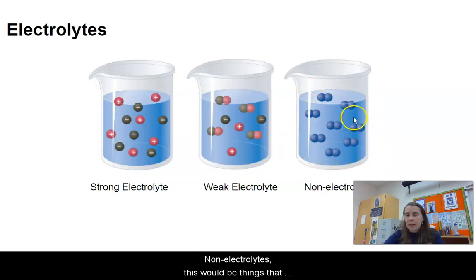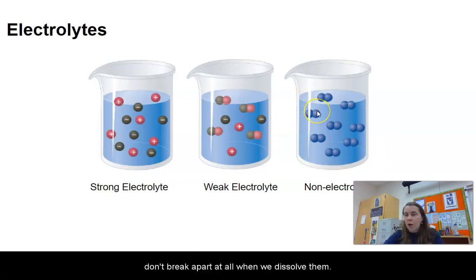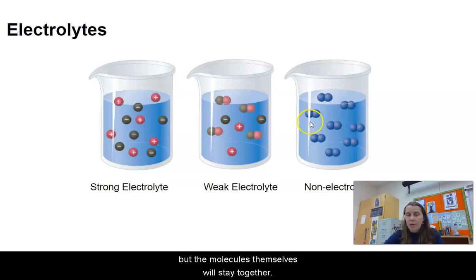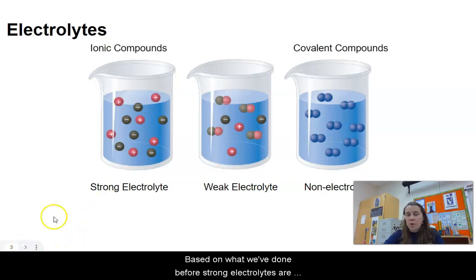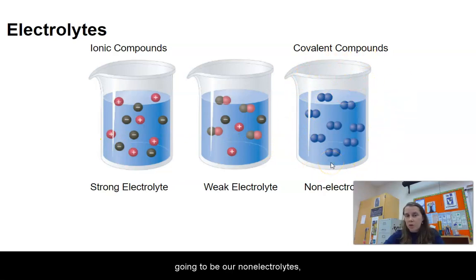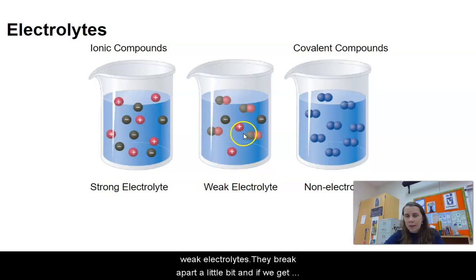Non-electrolytes, this would be things that don't break apart at all when we dissolve them. So the intermolecular forces will break, but the molecules themselves will stay together, right? And so based on what we've done before, strong electrolytes are going to be ionic compounds. Covalent compounds are going to be our non-electrolytes. They're not going to break apart, all right? And then there's this category in between, which we haven't really talked about a lot, weak electrolytes. So they break apart a little bit, all right?